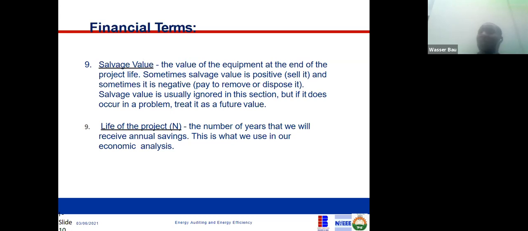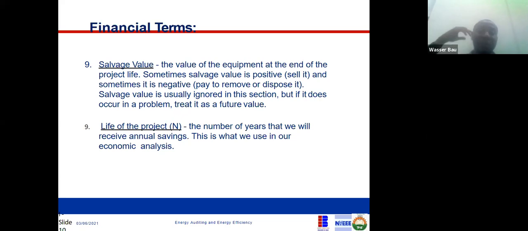Sometimes salvage value is positive. That means you can sell it. And sometimes it is negative. That means you are going to spend more money on it. Okay. An example of an asset that has a negative salvage value is nuclear waste.